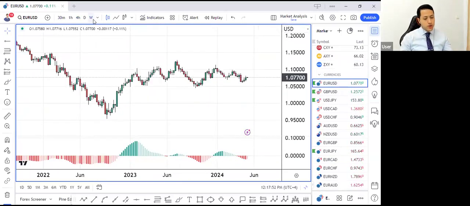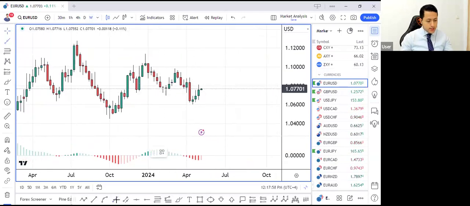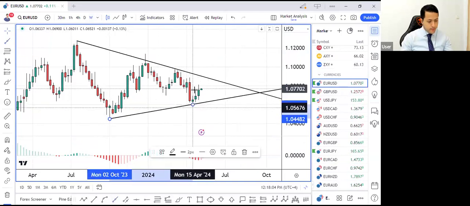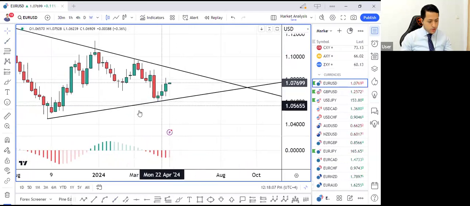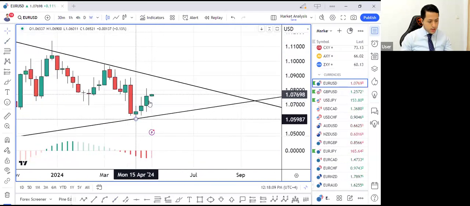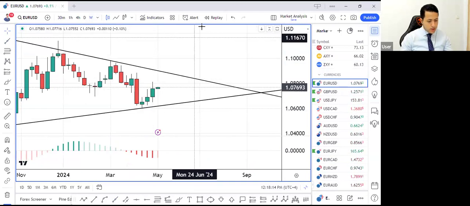Nothing much to say on the euro because most of the time they are just on the opposite side. However, on the weekly time frame, we can see bullish, bullish, and then bullish. So we are having some sort of higher highs and higher lows.